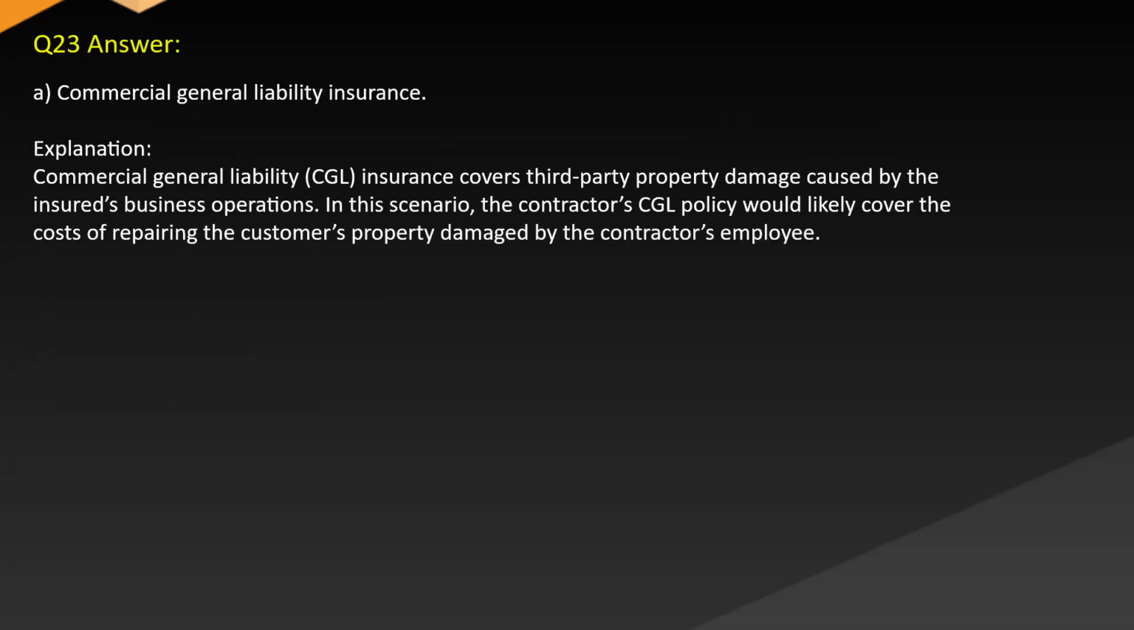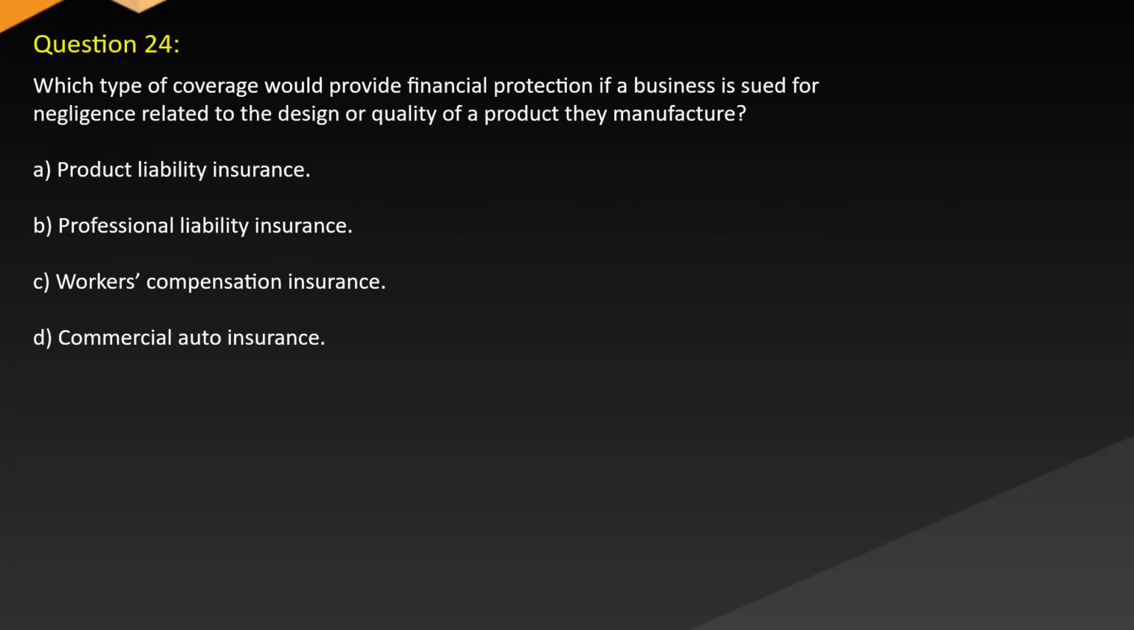Answer: A. Commercial general liability insurance. Explanation: Commercial general liability (CGL) insurance covers third-party property damage caused by the insured's business operations. In this scenario, the contractor's CGL policy would likely cover the cost of repairing the customer's property damaged by the contractor's employee.